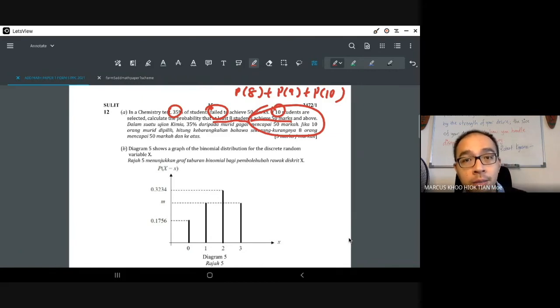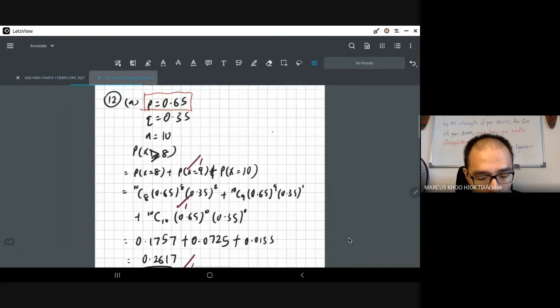Dia bagi the probability, tetapi yang dia minta adalah benda yang berlainan. So you have to be very clear. What is your success criteria? If your success criteria is pass the chemistry test, then you have to change the 35% to fail, which is the Q. Okay, jadi Q is 0.35, P is 0.65, and our N is 10.